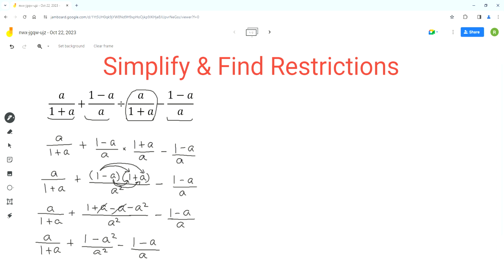Now we have to combine these three fractions, and for that we'll have to find a common denominator. So the common denominator here will be a squared times 1 plus a. For that we'll have to multiply the first fraction in the numerator and the denominator by a squared. We'll multiply the second fraction in the numerator and the denominator by 1 plus a. And we'll multiply the third fraction in the numerator and the denominator by a times 1 plus a.